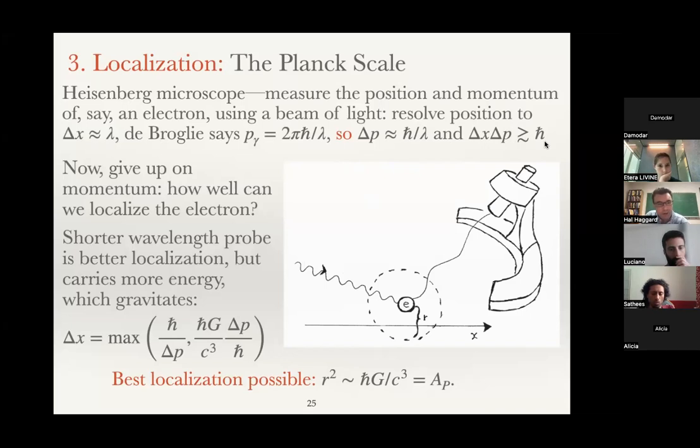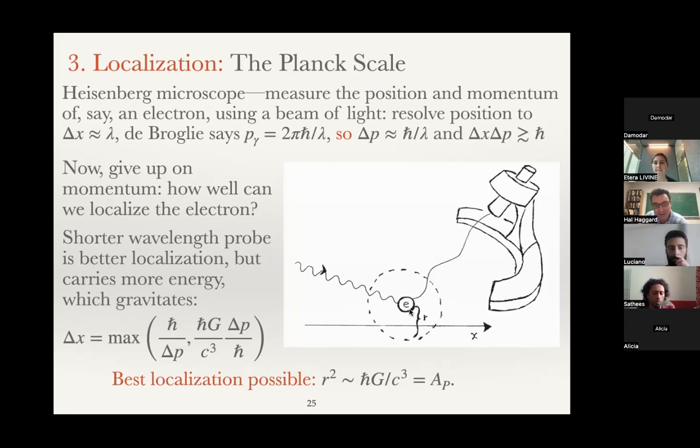But one way of framing what Bronstein was talking about is to just say, okay, I don't care about momentum. I want to do the best position measurement I can do of the electron. I just give up on trying to understand what its momentum is when I take this measurement. Well, in that case, it's clear what you should do. You should go to higher and higher energy photons. You should make this wavelength shorter and shorter such that you're getting better and better resolution on the position of the electron.